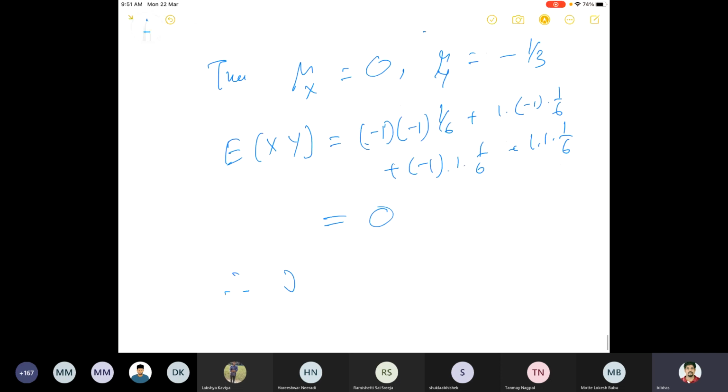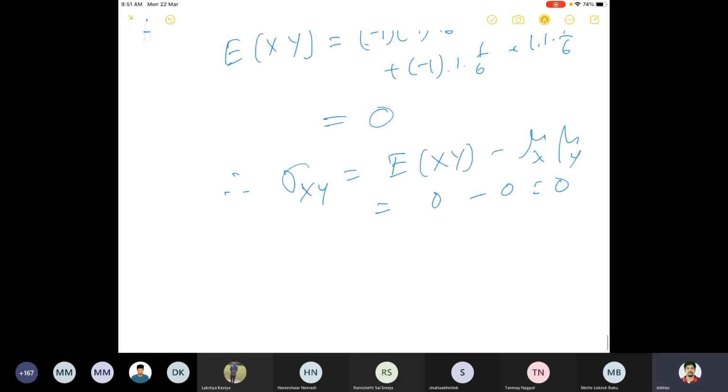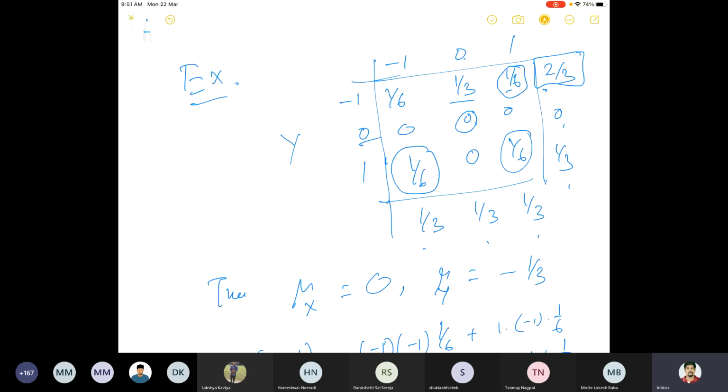Then you see the covariance is nothing but E of xy minus mu x mu y, which is 0 minus 0, which is 0. But you see that it is 0, but they are not independent. Why are they not independent? Because the joint is not a product of the marginals. So this times this is not equal to this one.